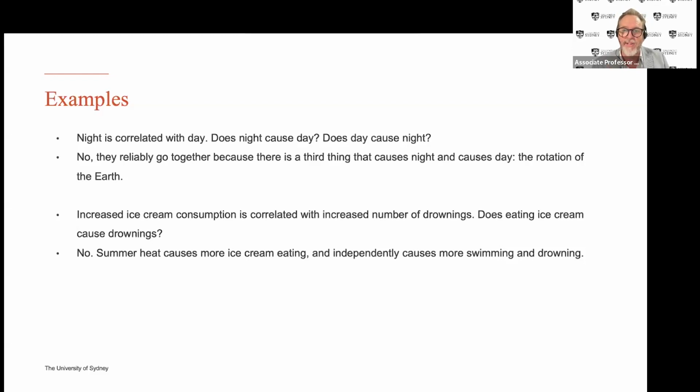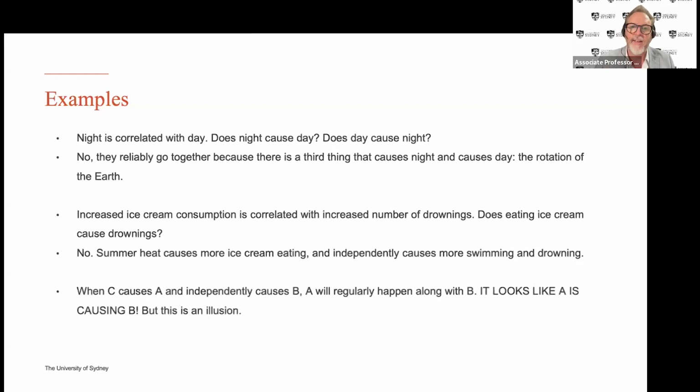So even though there is a correlation between increased ice cream consumption and increased drowning, it is not the case that people eating more ice cream is the cause of more drownings at that time of the year.